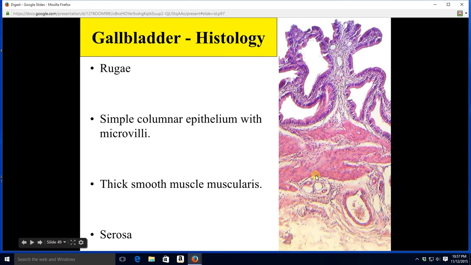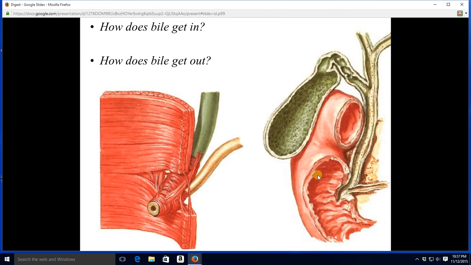All right, last but not least, check out this thick, smooth muscle muscularis down here. This is essential for the ejection of bile that has to take place, the squeezing of the gallbladder that we need to do when bile needs to go into the duodenum. All right, now we got to figure out what prompts that muscle to contract. Okay, actually got to do one other thing first. We got to see how bile actually gets into the gallbladder.